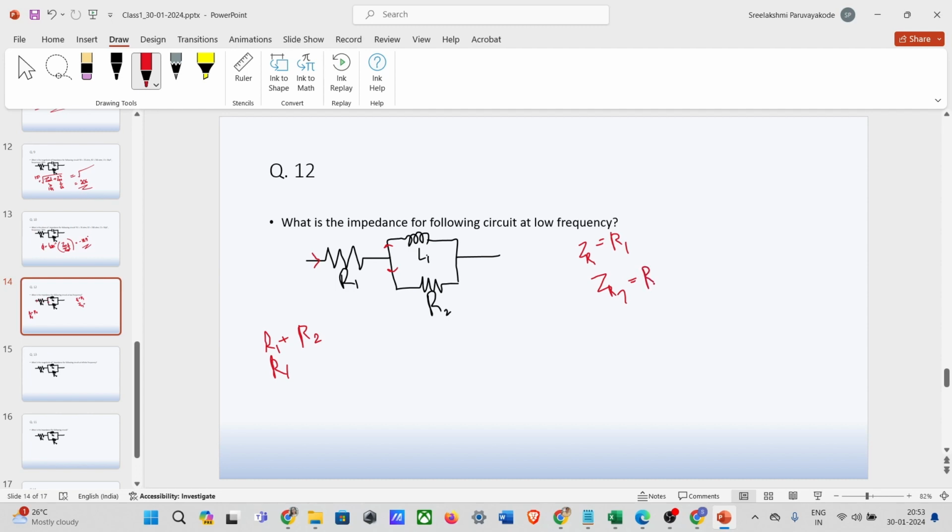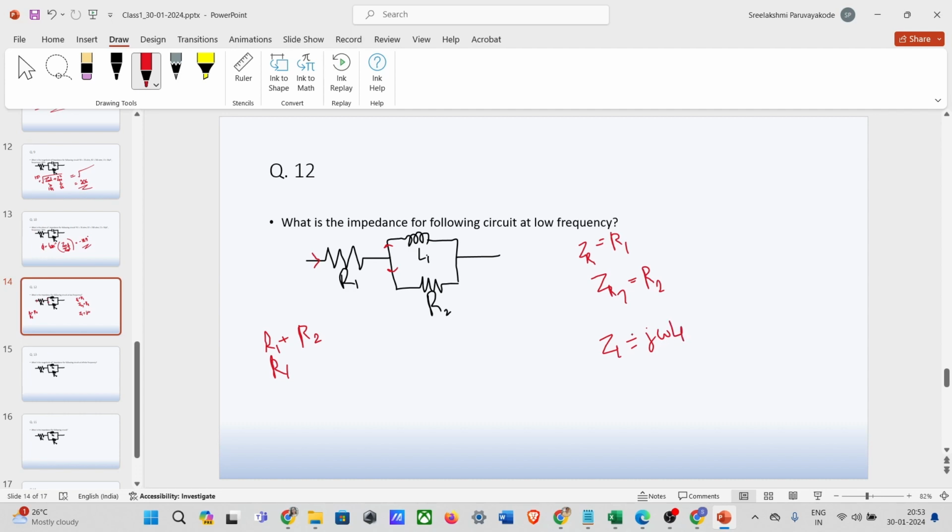Current or potential will anyway pass through R1. Now which path will it take? Will it go this way or this way at low frequency? The answer lies in the impedance of the inductor. What is the impedance of the inductor? It is nothing but j omega L.